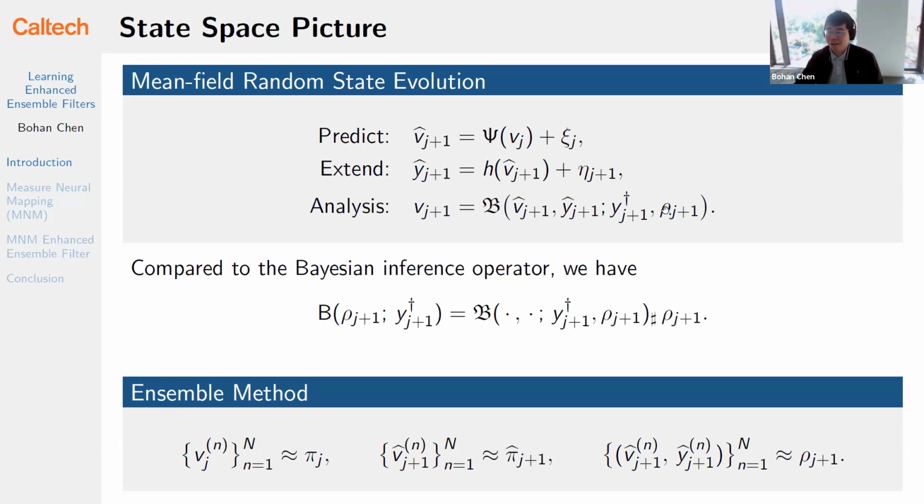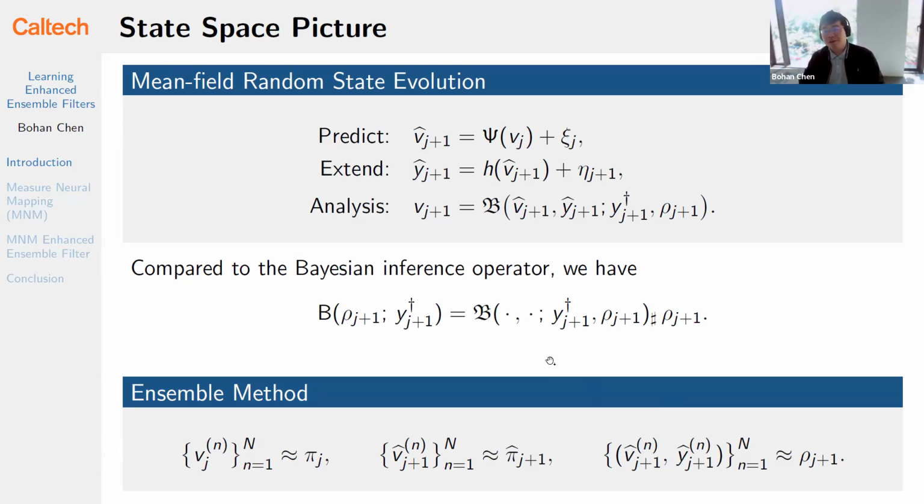That is because, if we notice that in the analysis map, although it's in mean field, it still depends on a probability measure rho, which is intractable in practical problems. So in practice, people use a set of particles we call an ensemble to approximate each of the distributions. For the filtering distribution, we use V_j, and for the predictive distribution, we use V hat_{j+1}. And for this rho, the corresponding ensemble is the joint of V hat and Y hat.